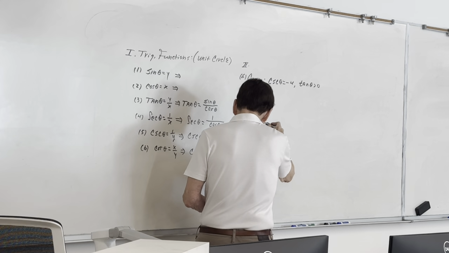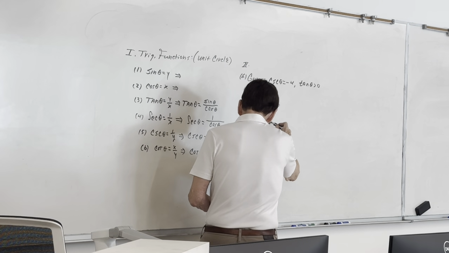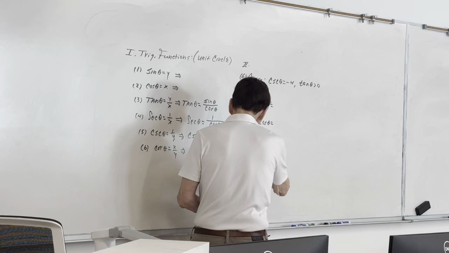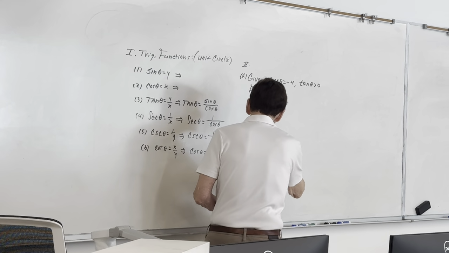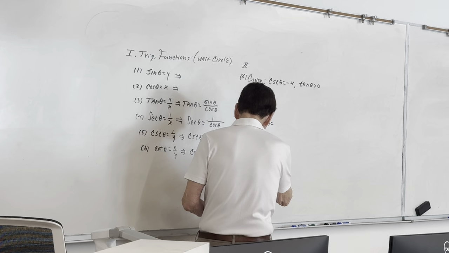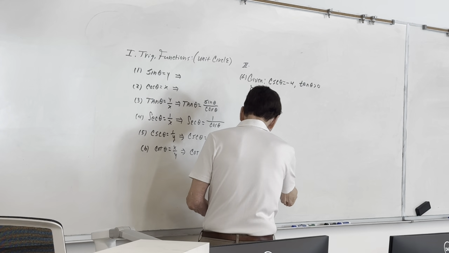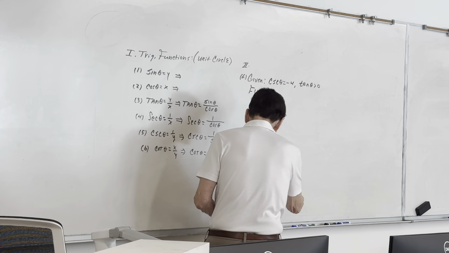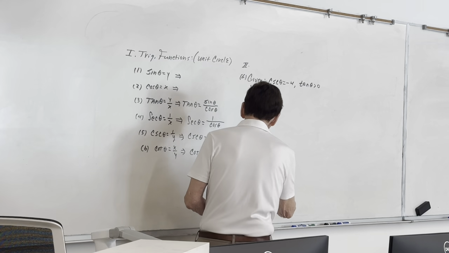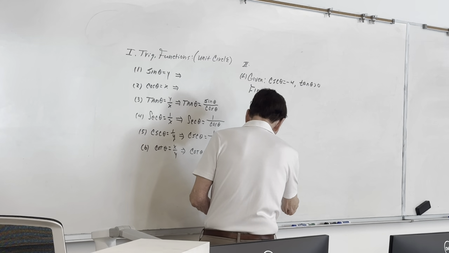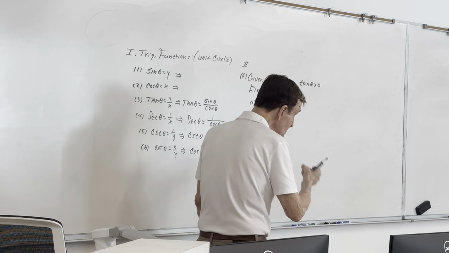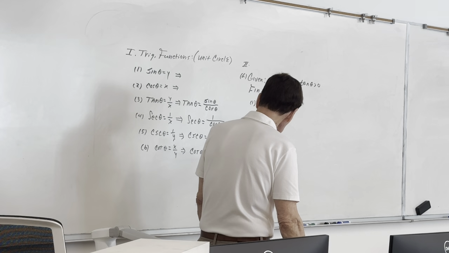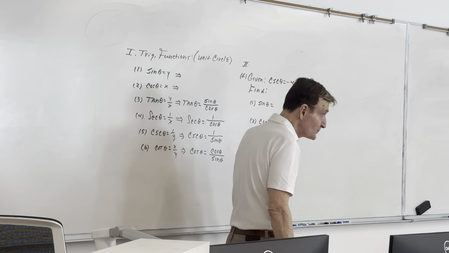Cosine's missing. Tangent's missing. Let's see what else. We got secant missing. And cotangent missing. So I'm trying to come up with the values for those based on that given.